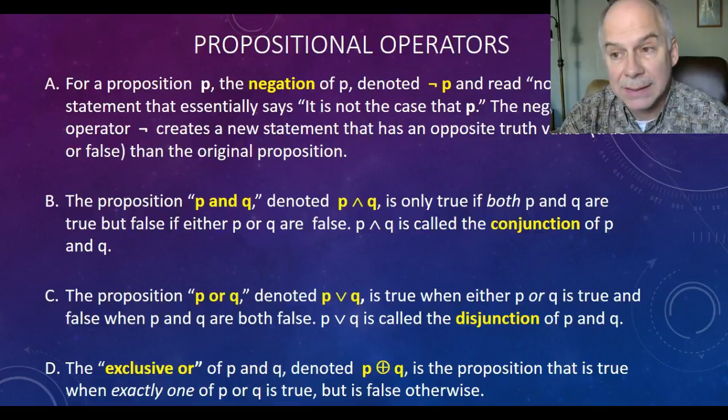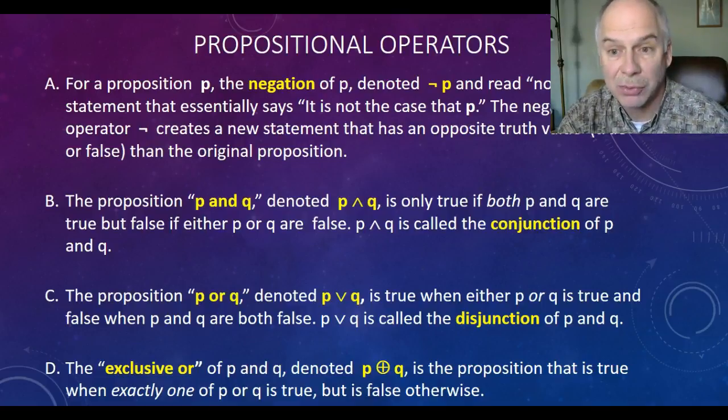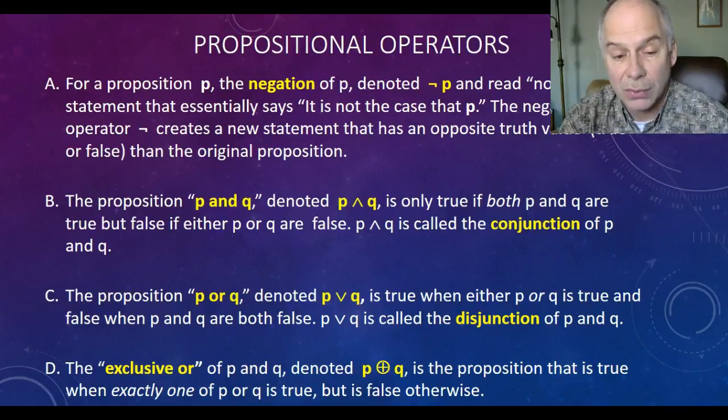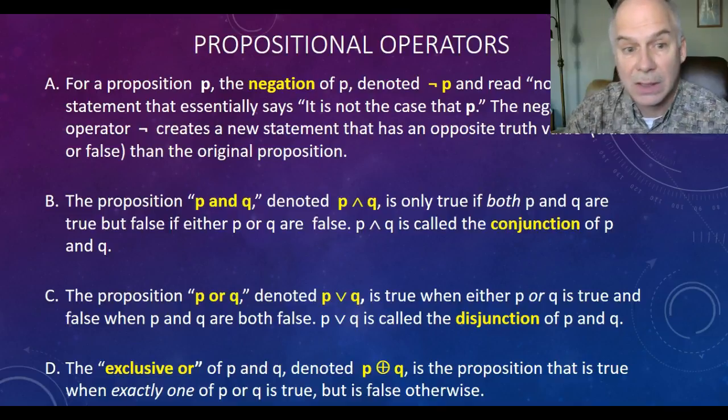Now, a negation will have an opposite truth value. So if the original statement is true, the negation will be false. But if the original statement was false, then the negation will be true.